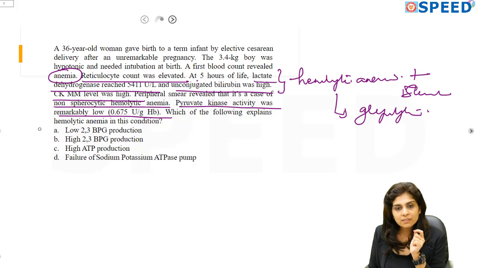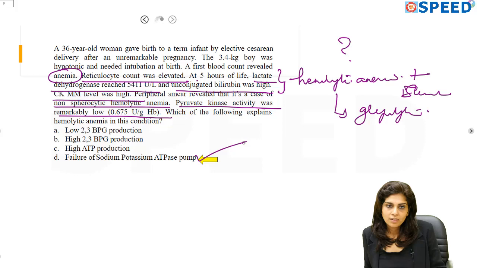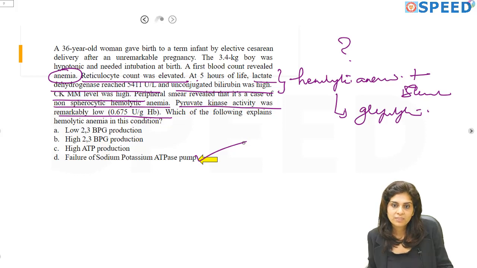Which of the following explains hemolytic anemia in this condition? So what is the reason for hemolysis in this condition? Without glycolysis, no ATP. So the pump fails, right? So it is failure of the sodium potassium ATPase pump. So it's as simple as that if it's conceptual learning. Yeah, thank you.